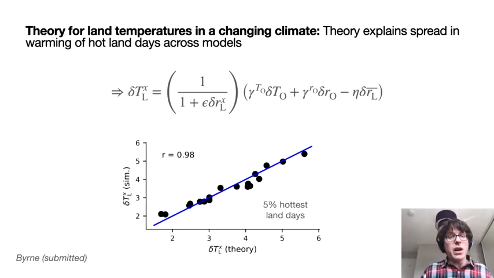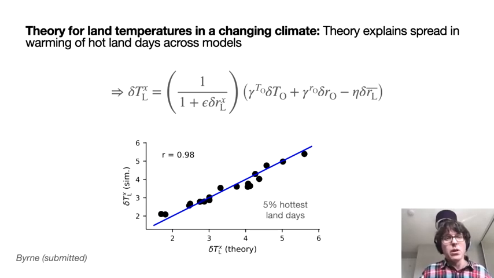Okay, so everything I've been showing so far has been multi-model means. The theory also captures the vast majority of the variance across models in the temperature responses. So here I'm showing the temperature change for the 5% hottest land days. The theory is on the x-axis and the simulated changes are on the y-axis. And we see that there's a strong correlation between the two. So the theory can explain why different models produce different temperature responses at high percentiles. So indicating that this theory looks to be a useful tool for understanding why different models produce different extreme temperature responses, and could be used potentially to narrow uncertainty in these responses.